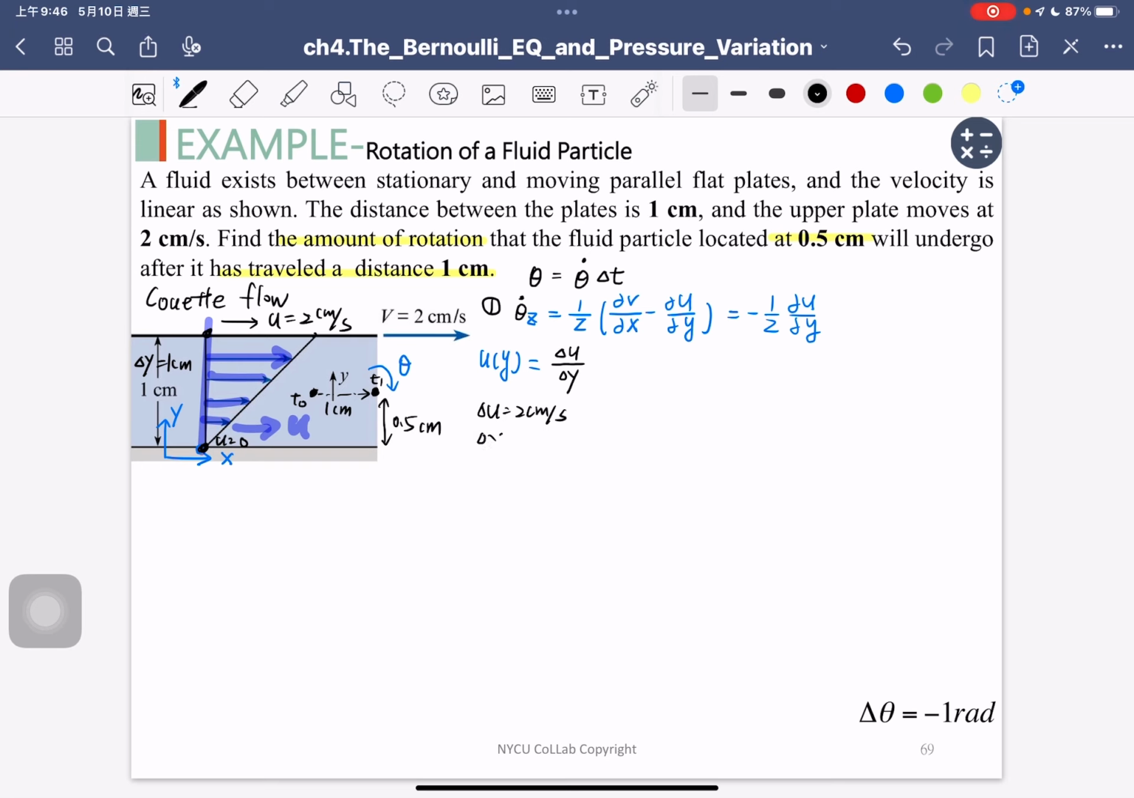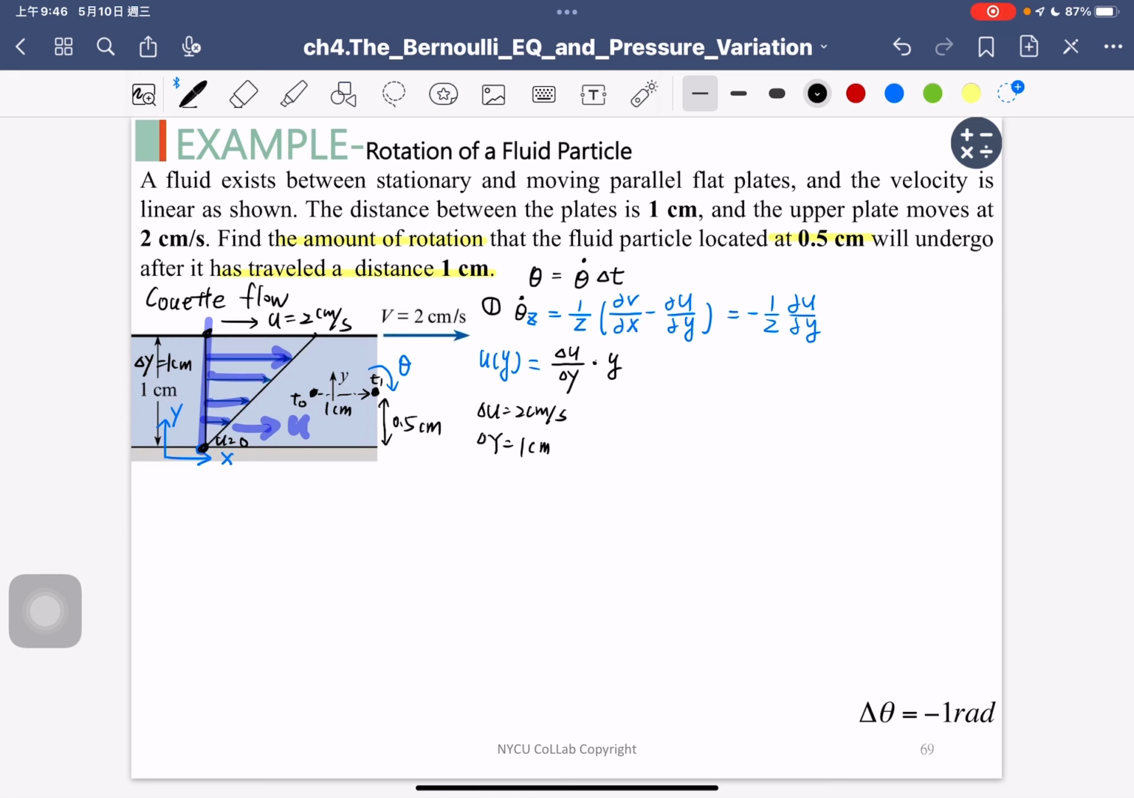And the delta y is 1 centimeter. Okay? And we know that if we multiply the y function, this is our u function. The u velocity will increase when the y increases, right? The u velocity will increase when y increases. If y is equal to 0, that means the location is on the bottom. At the bottom, there is no velocity.